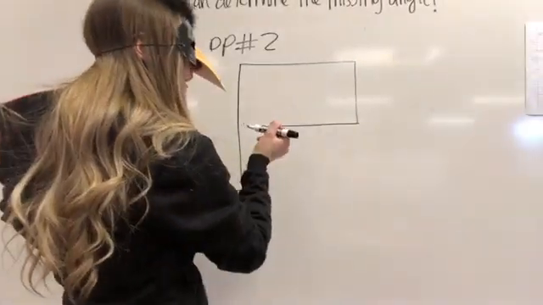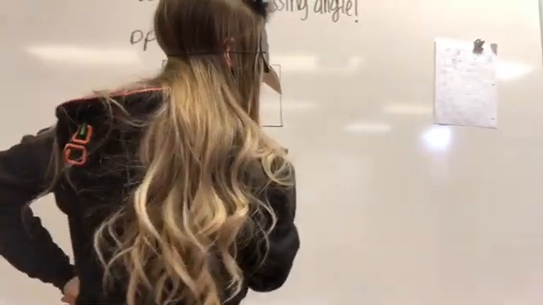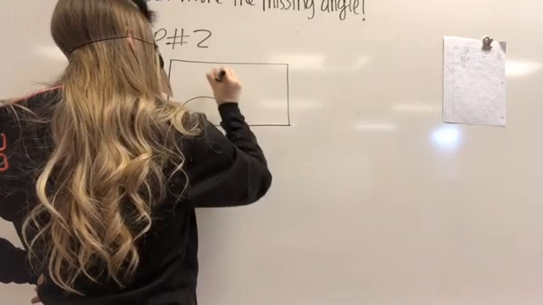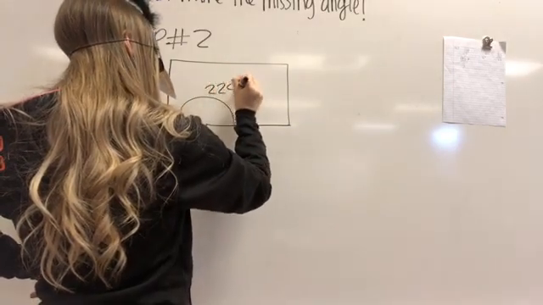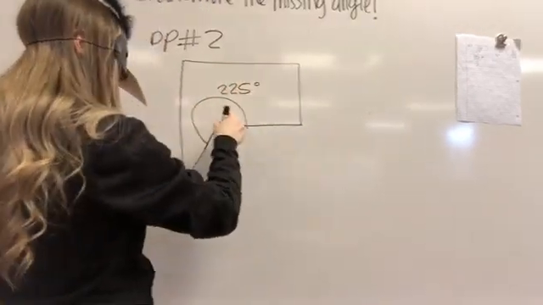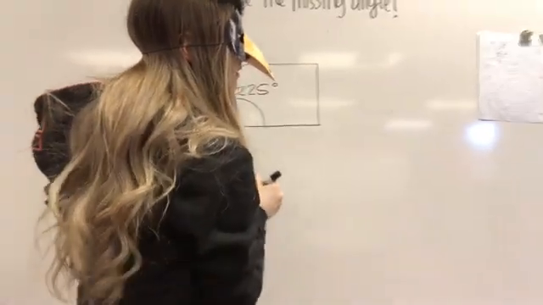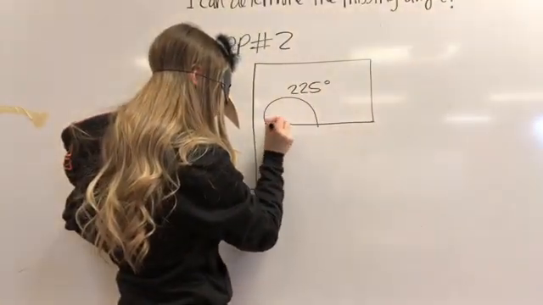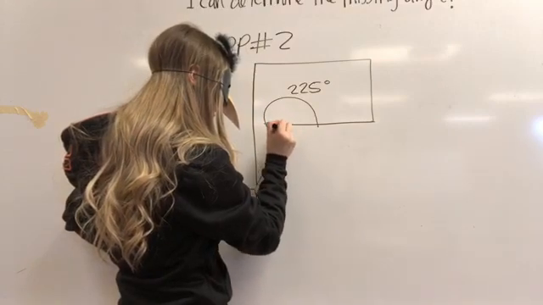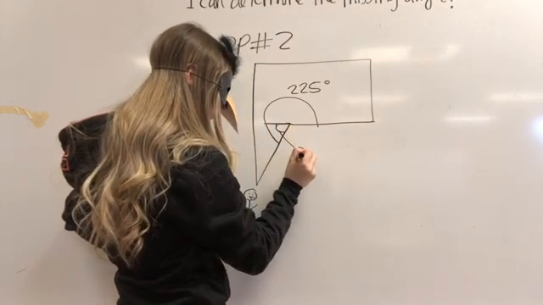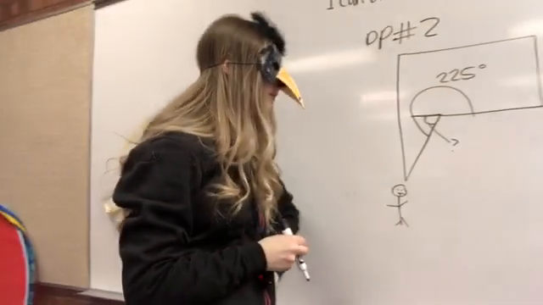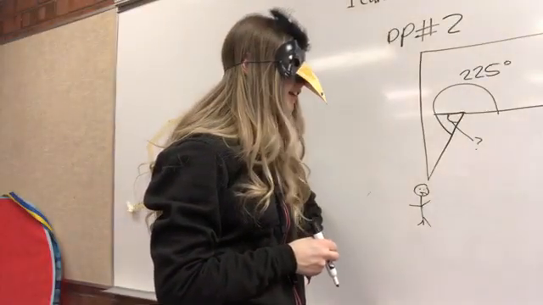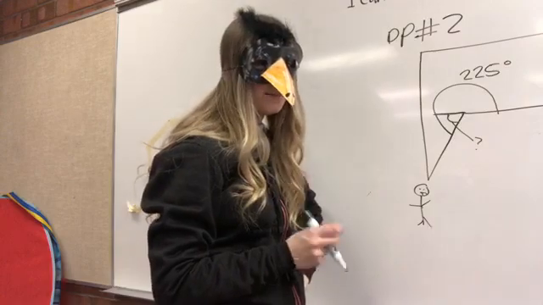Okay, if I told you that this whole angle right here was 225 degrees, this whole angle from here to here is 225 degrees, and I just wanted to know what this angle right here measured. How would you solve that? You're going to have to use some knowledge you already know. All right, go for it. Pause it and try it.